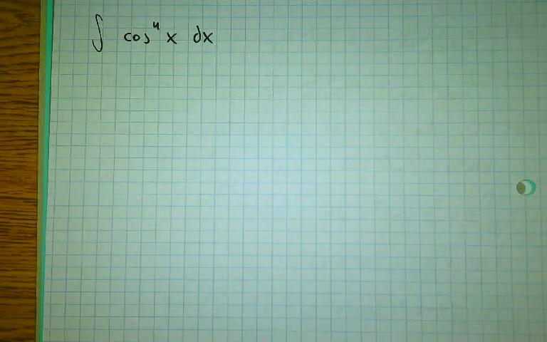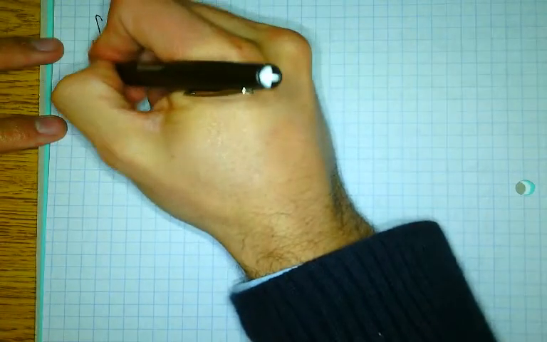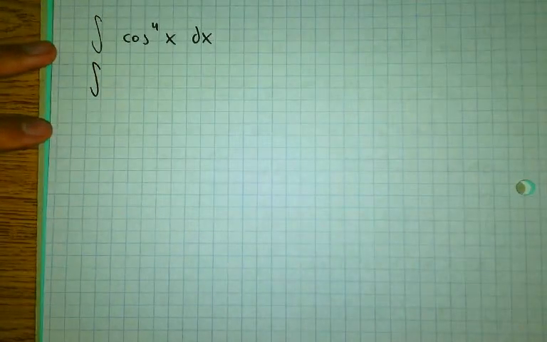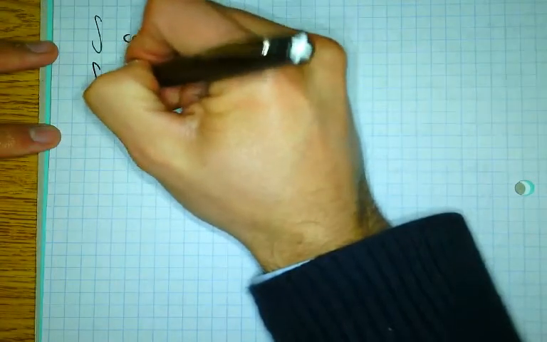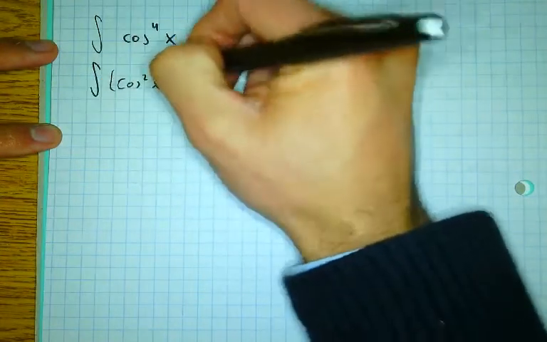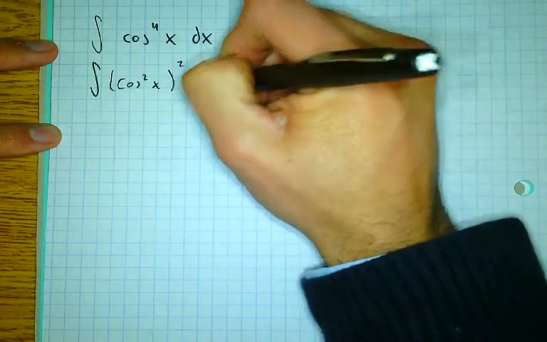First of all, what I would do if I were you is I would rewrite this in a manner that I had a cosine square. So in this case, that would be the integral of cosine square x, squared, dx.